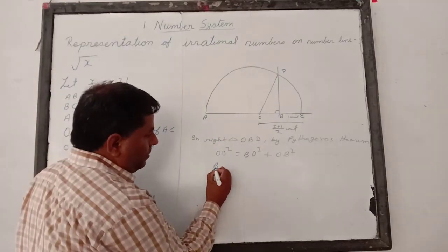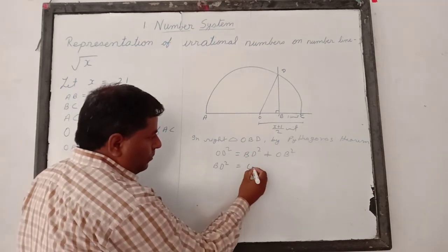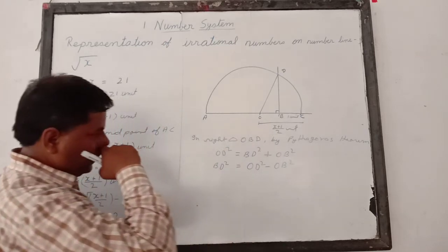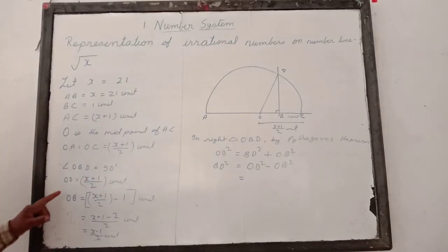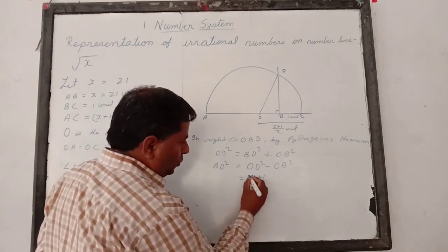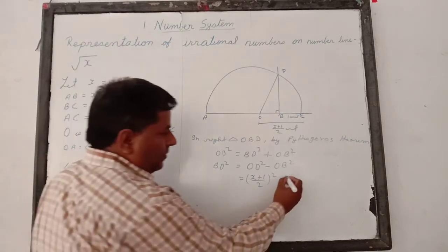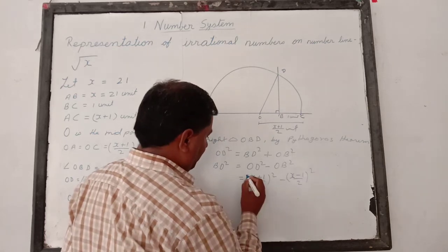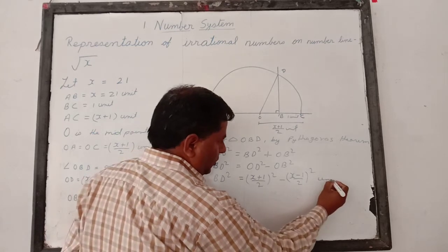So we can make the equation properly. BD square is equal to, if this both come this side, then it will become OD square minus OB square. Now we can put the value. OD is x plus 1 by 2 unit, so x plus 1 by 2 whole square, minus OB, OB is x minus 1 by 2 whole square. So BD square is equal to this unit.